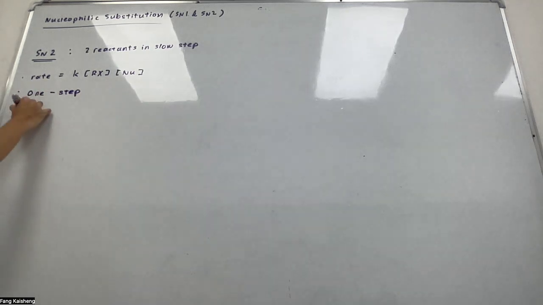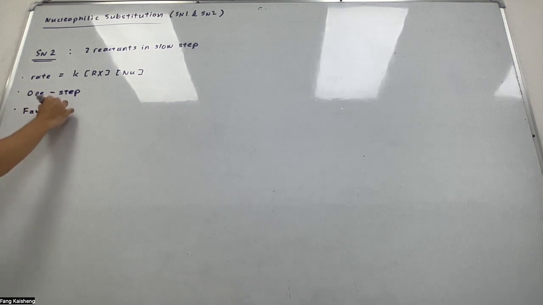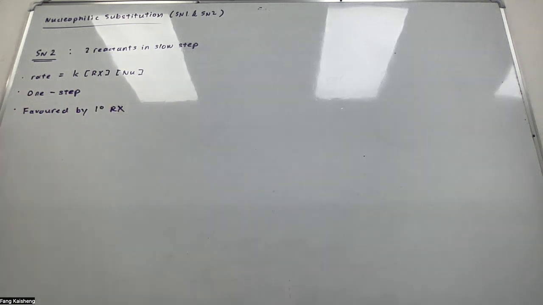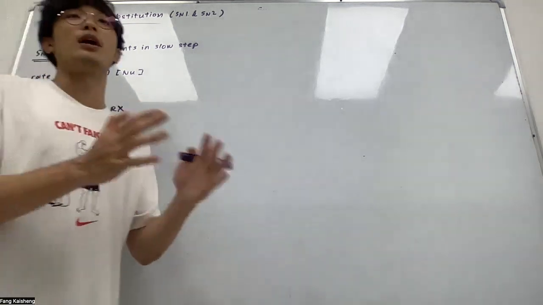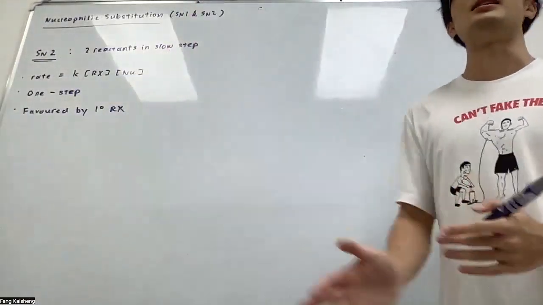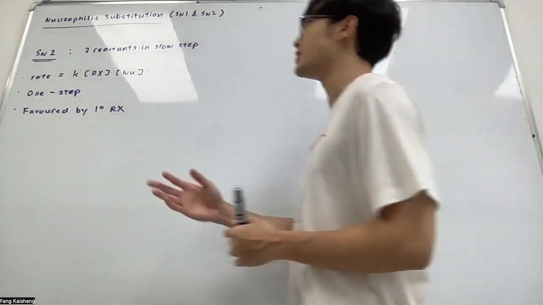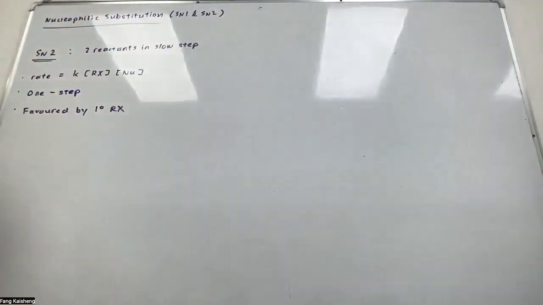Other than that, the third property is SN2 is generally favored by primary halogenoalkanes. Generally favored, because there are some exceptions that we'll cover at the end of both mechanisms. Later on there will be one segment where I give you a plain piece of paper. We're going to do stuff that's not really in the notes. So I'm going to cover 3 out of 5 first. The other 2, we'll eventually talk about.